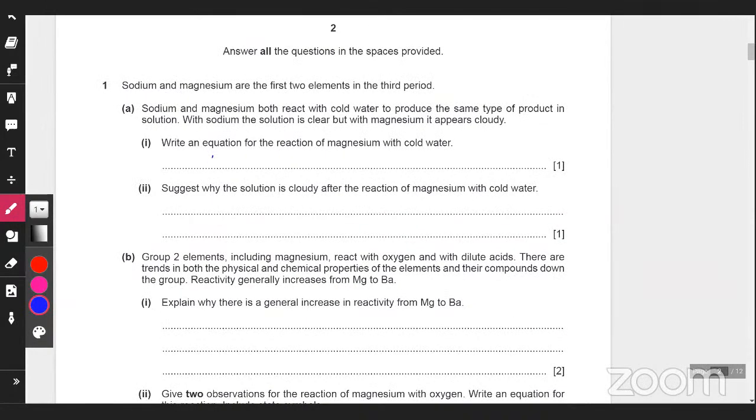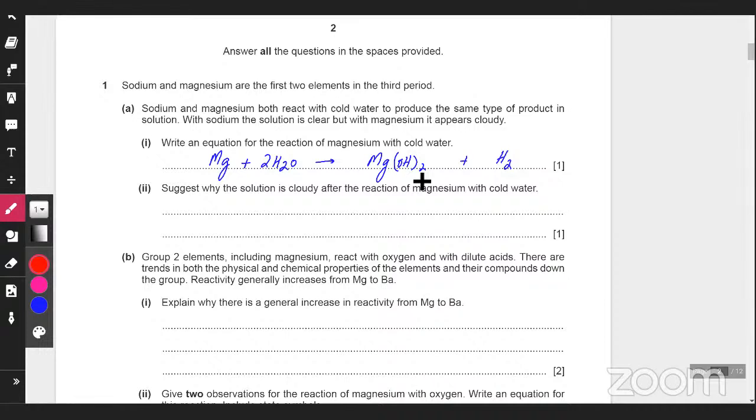So I'm just going to do that. It's Mg plus H2O, and it's going to produce Mg(OH)2 plus hydrogen gas would be given off. You can balance this equation, probably just 2 over here. And suggest why the solution is cloudy after the reaction with cold water, magnesium with cold water.